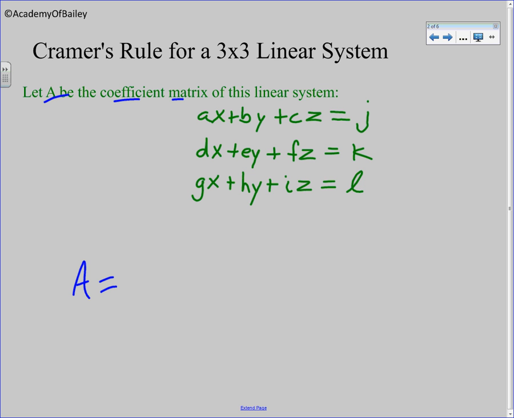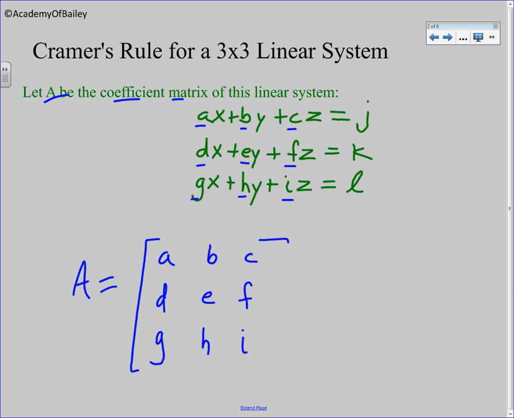So the coefficient matrix: A, D, G, B, E, H, these are all the coefficients, and C, F, I. And this is the coefficient matrix of the system that we have. When we start putting numbers in there, you'll actually put numbers down here in the matrix itself.